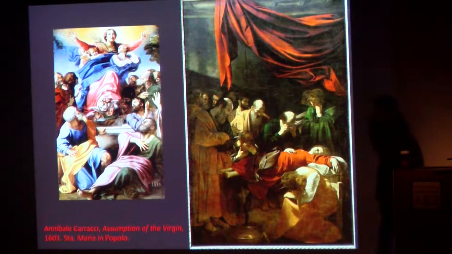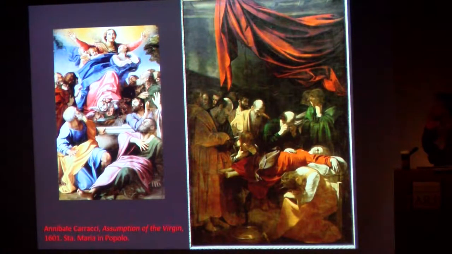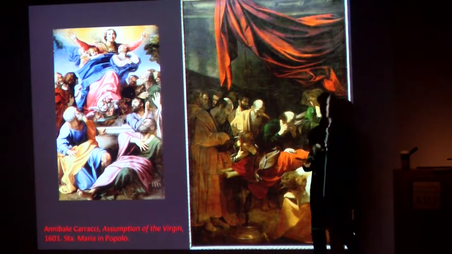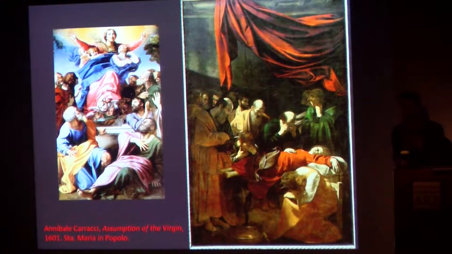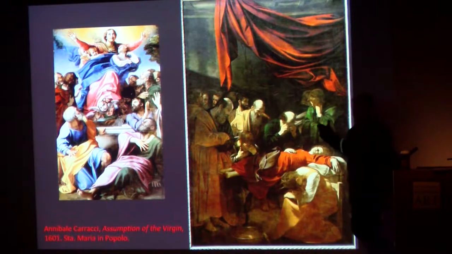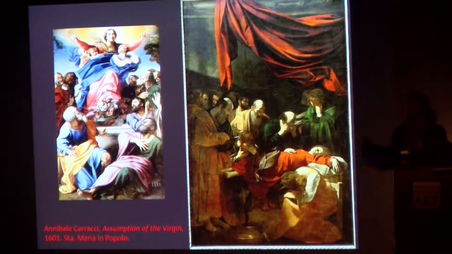But putting these two together, what's problematic about this narrative is the sequence of the narrative. Mary's alive, Mary lies down, is on her deathbed, and the apostles miraculously fly from around the globe because they're out there doing their work, literally.